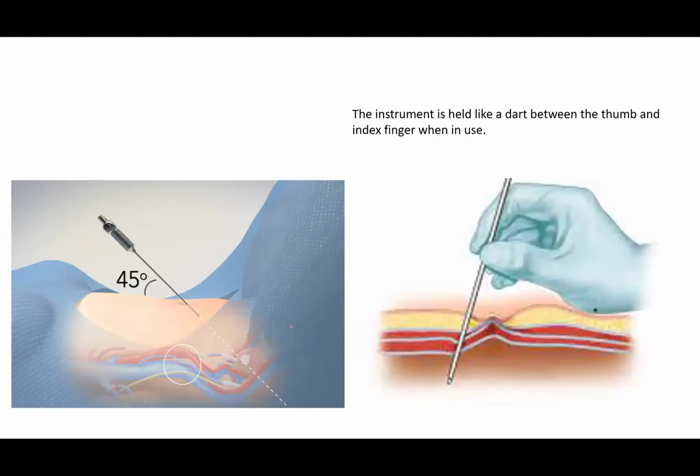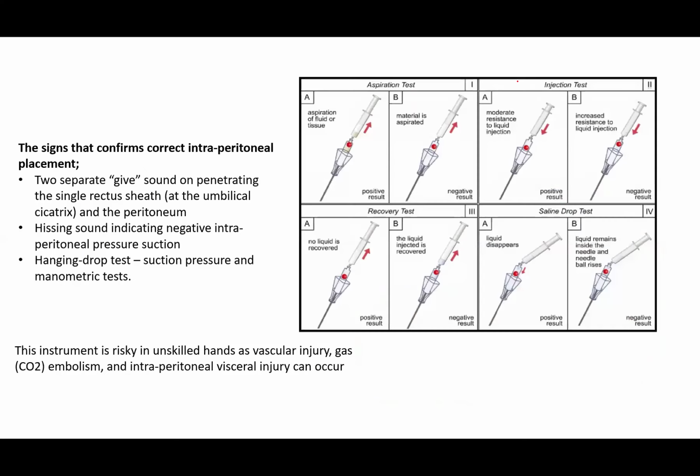Now, this instrument is held like a dart. It's held like a dart with the needle held with the thumb and the index finger when in use. And you can see how it is placed at 45 degrees on the anterior abdominal wall, at the umbilicus pointing towards the bladder or pointing towards the pelvis to prevent direct injury to abdominal viscera or blood vessels. So remember, it is held like a dart, between the index and the little finger.